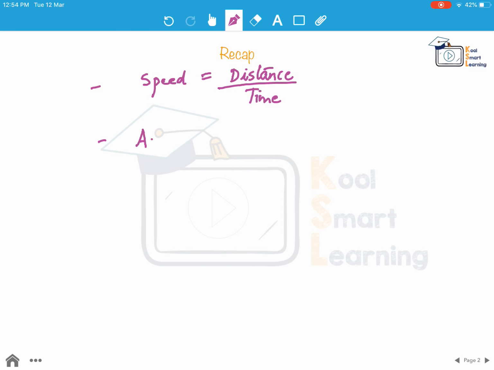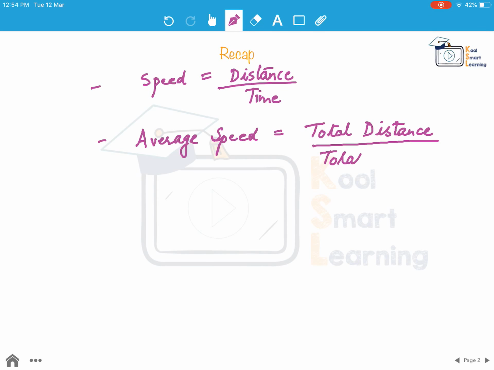Then we talked about average speed. Average speed is different from normal speed in the sense that this is given by the total distance traveled divided by the total time taken to travel that distance. So this gives us the average speed.